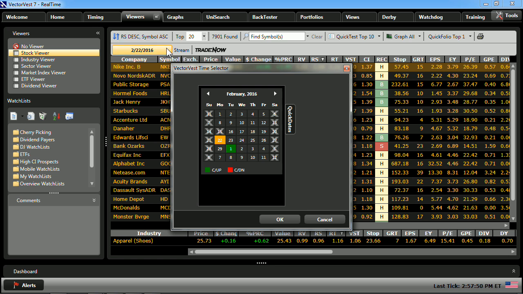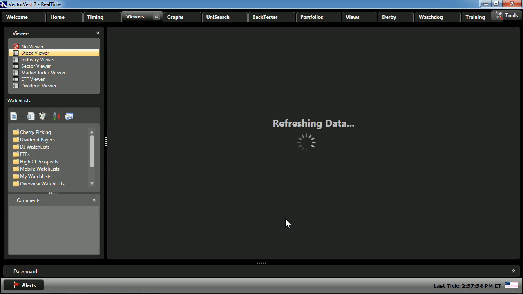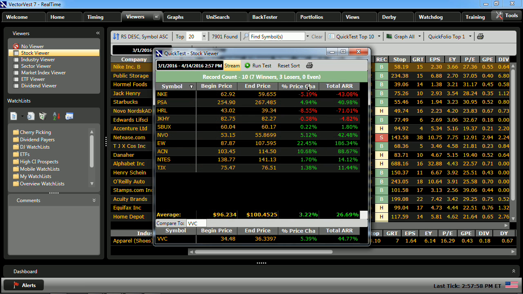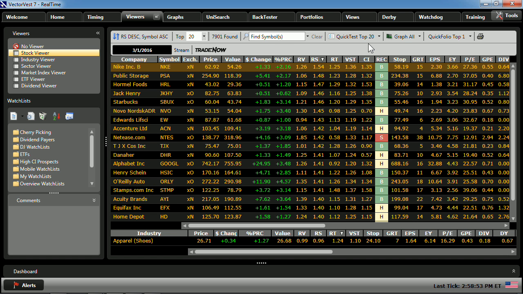And finally, let's change the date one more time to that confirmed up call on March the 1st. And testing the top 10 stocks gives us 7 winners, 3 losers with 3.25% gains. So it looks like so far this year, high RS stocks are doing very well overall, and they're doing great when you incorporate the market timing.